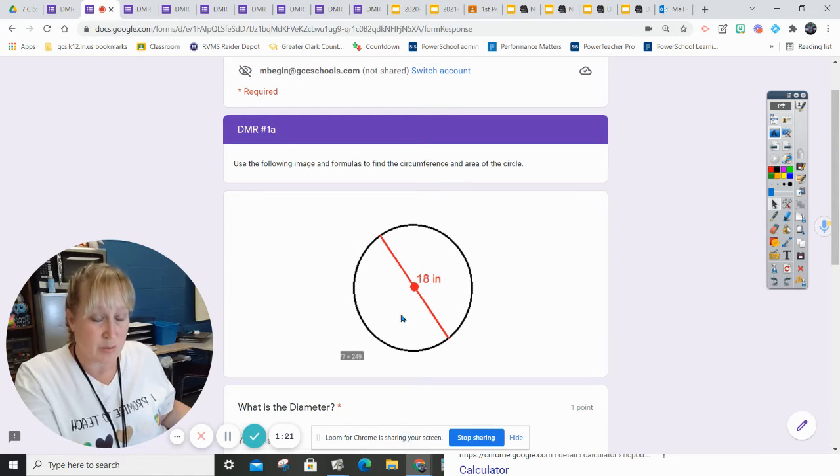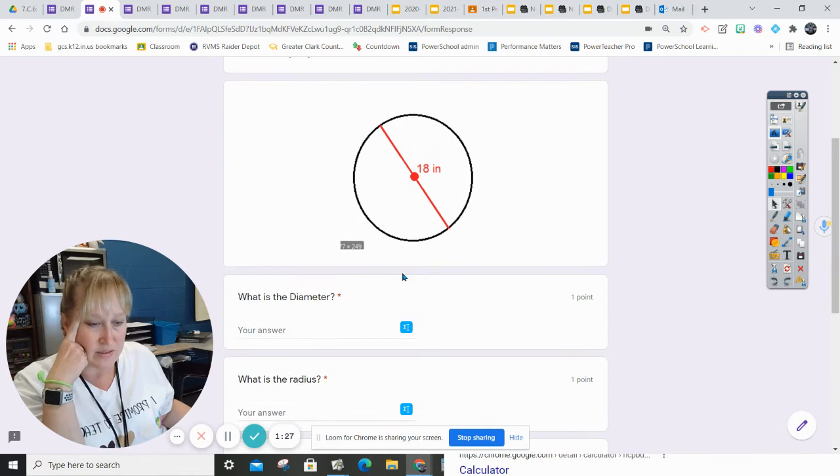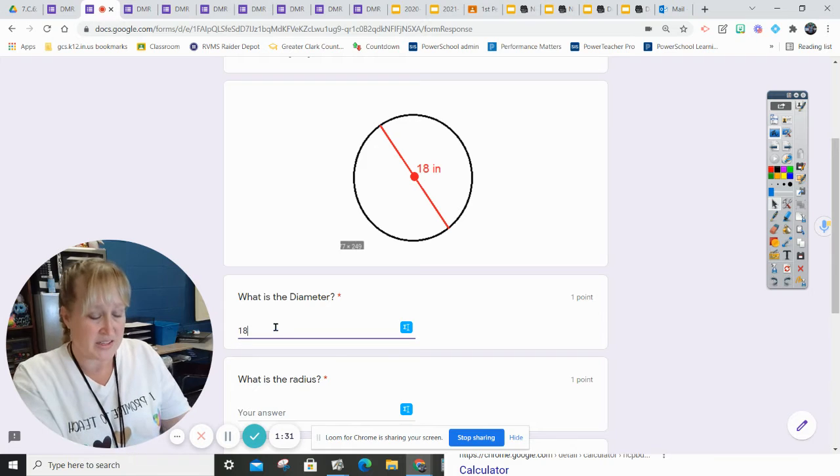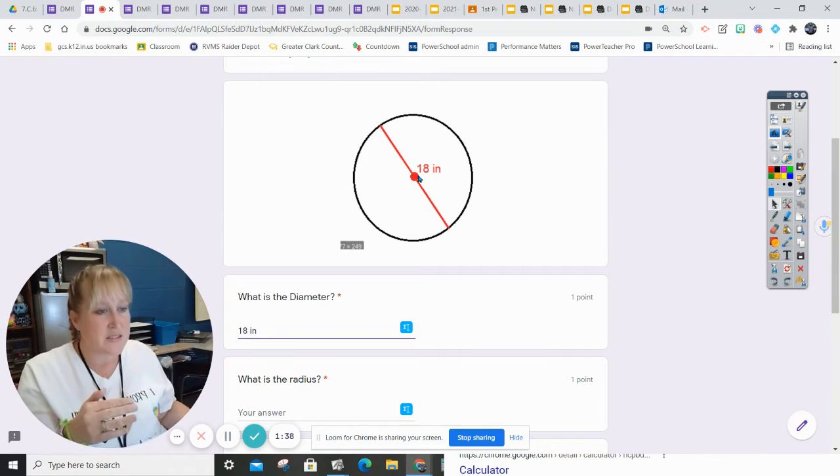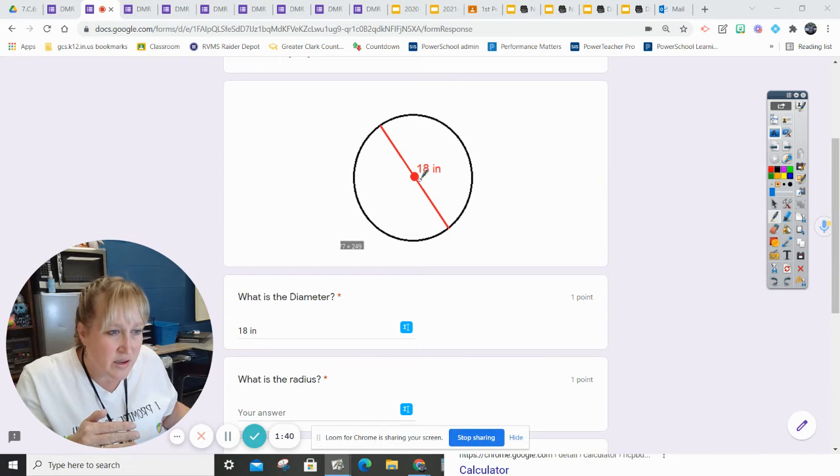So in this case, I'm looking at this, and the first thing I see is it's 18 all the way across. And I think, is that my diameter or my radius? And guess what? It's the first question it asks. The diameter is 18 inches. Okay. So then I need to think about, what is the radius? Well, the radius is only halfway across. So if I continue this little line, it's halfway.